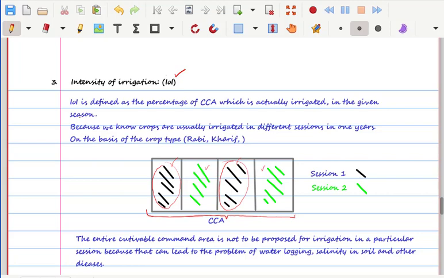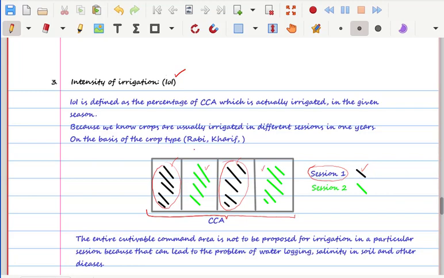Are you getting me? Let's read out the definition. Intensity of irrigation is defined as the percentage of cultivable command area which is actually irrigated, right? In this case, in season one, only this black part is irrigated. We can irrigate the whole area, but we actually irrigated just 50% in season one. So the intensity of irrigation will be 50% here. In season 2, we will irrigate the other two parts and not the first two parts. So again, that will be 50%.